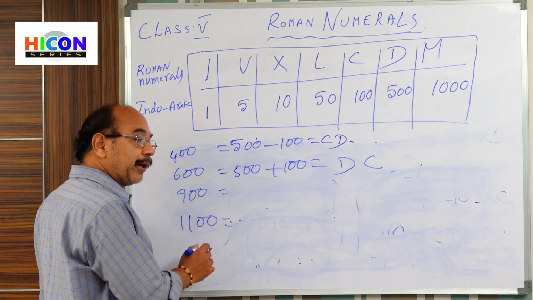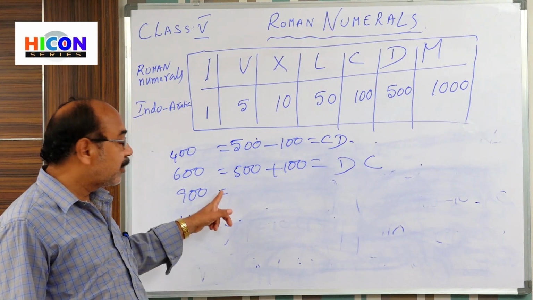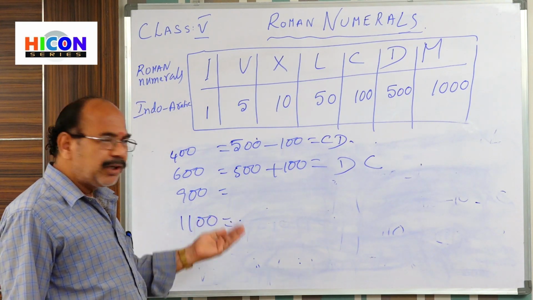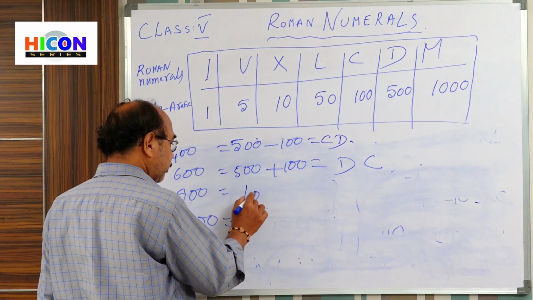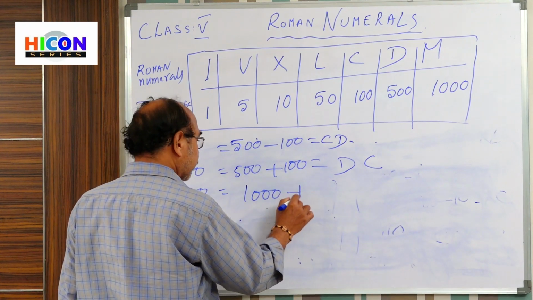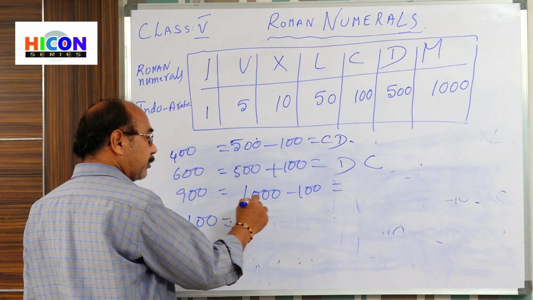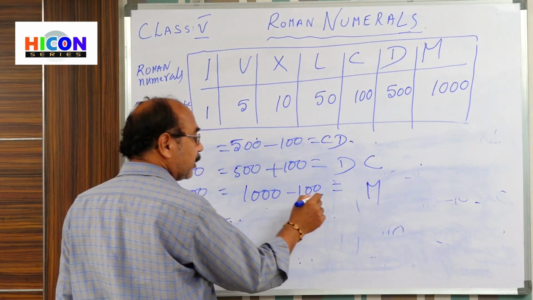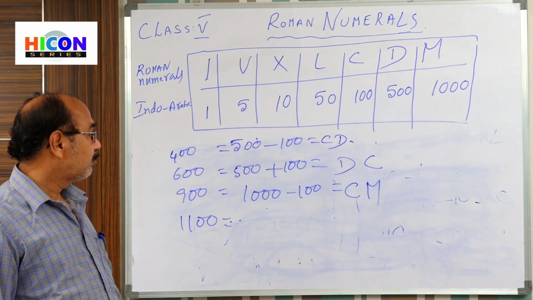Now 900. 900 is very near to 1000. Just how much less is it? Only 100 less than 1000. That's why here 1000 minus 100. So here M for 1000, minus subtraction. That's why we write C to the left of M.